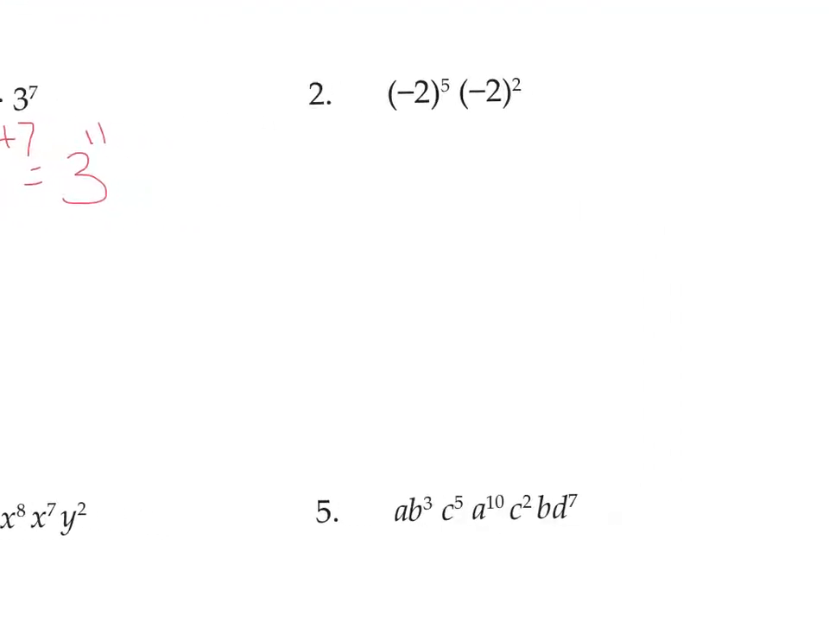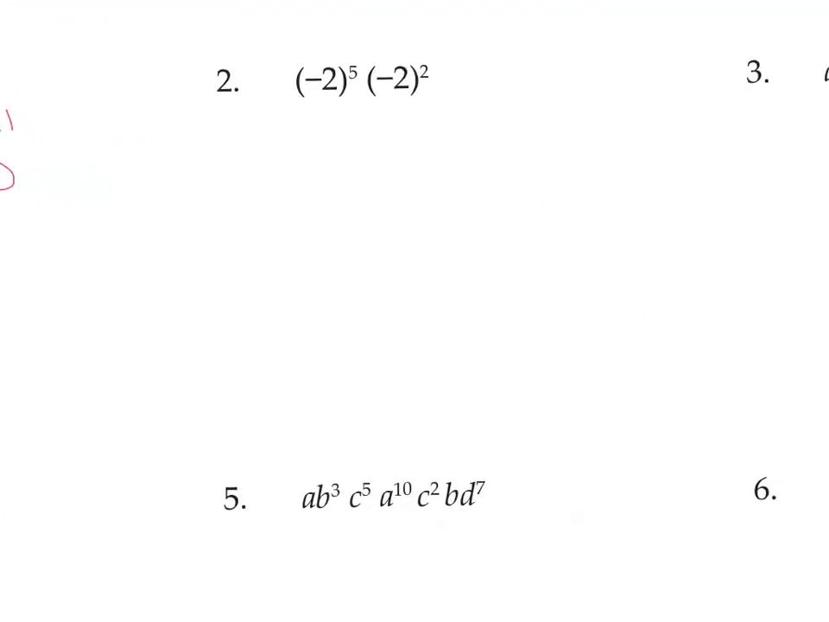On question 2, same type of problem. Negative 2 to the 5th times negative 2 squared, the same base being multiplied. We just take that base and we add the exponents. So that gives us negative 2 to the 7th power. Make sure you keep those parentheses because that negative needs to stay in as part of the base.